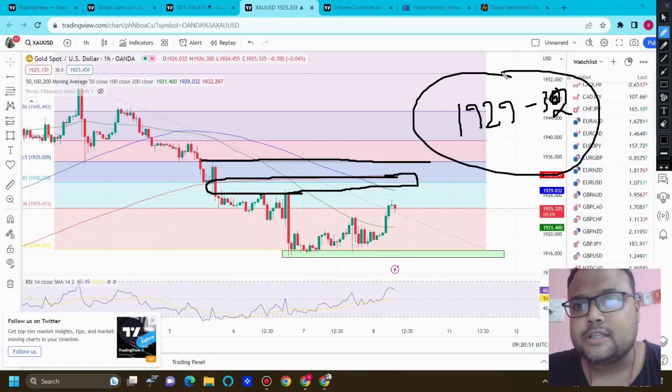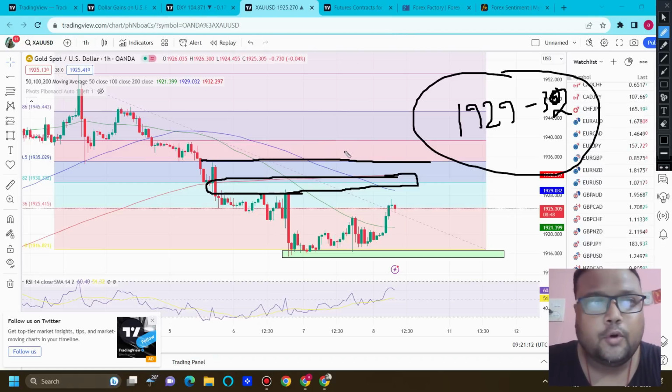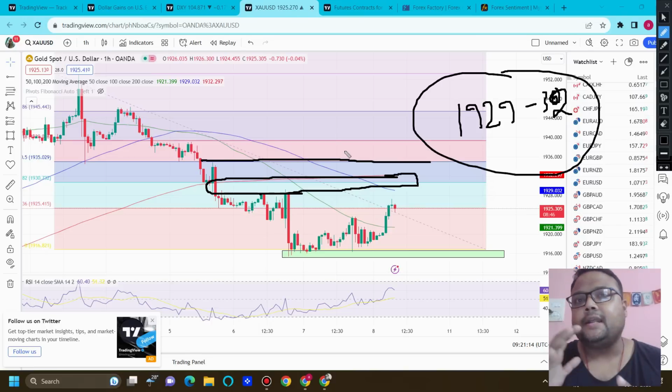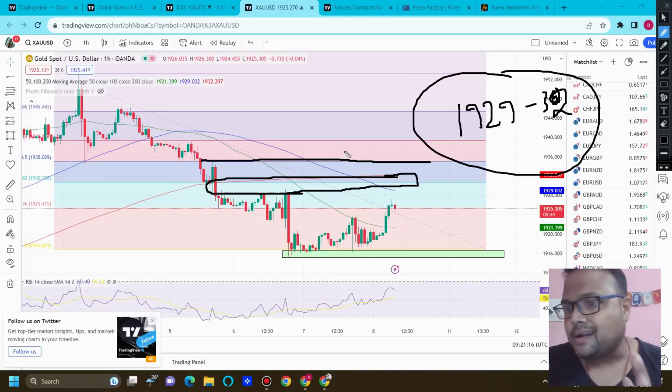If the market reverses from here, you can look for a sell, and then the next selling opportunity may be around the 1935 level. If gold struggles around the 1935 level, if you see that the market is facing some resistance, you can look for a sell around 1935 as well. And that's it. These are the trading opportunities that I see on the chart of gold for Friday.